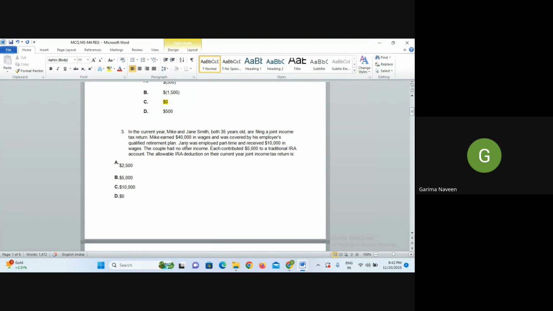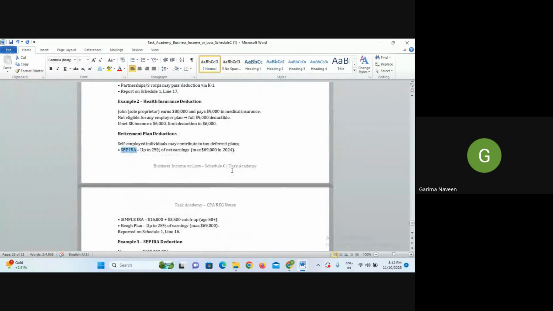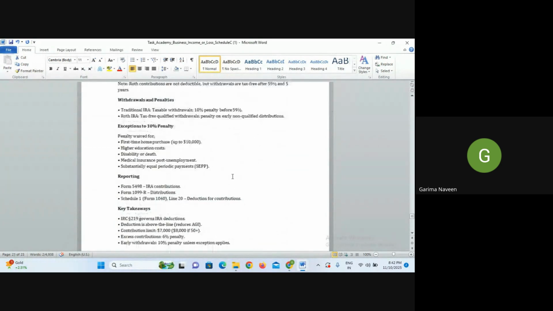Okay, since Mike already has an employer sponsored plan, that means if the taxpayer is filing married filing jointly and already has an employer sponsored plan and wants to contribute to an IRA also, then the deductible contribution has a limit and will depend upon their AGI. For married filing jointly, the limit will be given in the question.